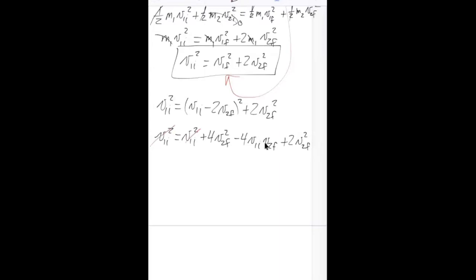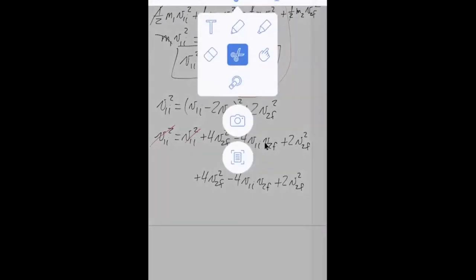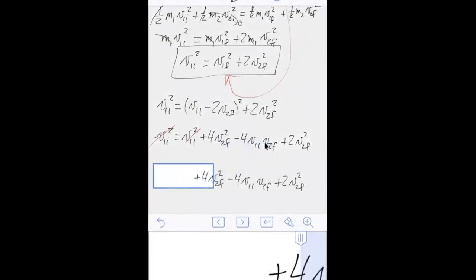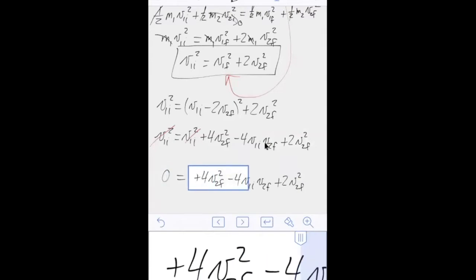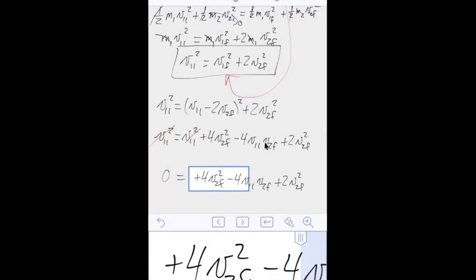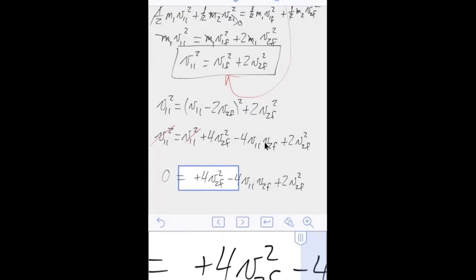So let me go ahead and recopy what that equation looks like now. Saves a little writing time. So I just copy those terms down. On this side now I've got 0 is equal to that, and I can erase that plus sign just to make things a little clearer.